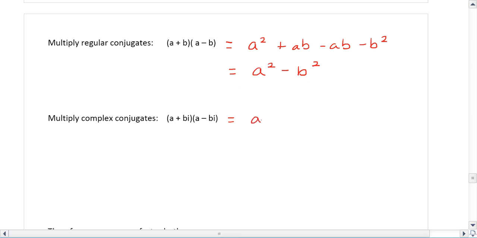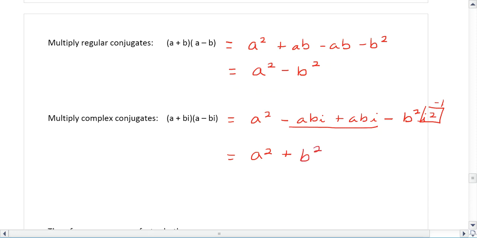So now let's look at multiplying complex conjugates. Again, first times first is a squared. The outer product is a minus abi. The inner product is a plus abi. And the last times the last, we'll have to follow and see what happens here. At first, it's a minus b squared i squared. But remember, i squared is negative 1. So these two middle terms subtract away, just like in the regular conjugates. But when we do the negative 1 substitution right here, negative 1 times negative b squared becomes positive b squared.